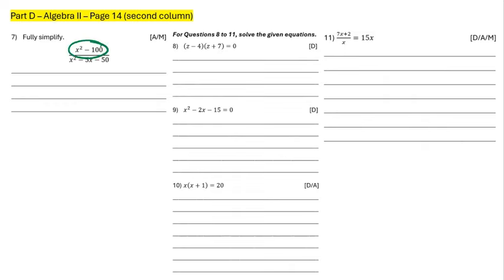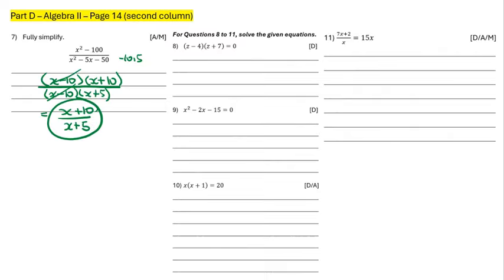So the first one there, that's a difference between two squares. So that there is going to be x minus 10 and then x plus 10. That's going to be over the second one there. So what adds to negative 5 and multiplies to negative 50? I'm thinking that's going to be negative 10 and positive 5. So I think I've got that right. So it's going to be x minus 10, x plus 5. And I'm liking what I see because we can see we've got an x plus 10 on the top and the bottom. So as I said, they will cancel out. That there leaves me with x plus 10 over x plus 5. And that there's actually my simple answer.